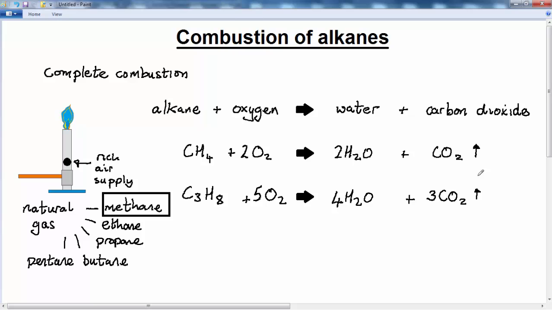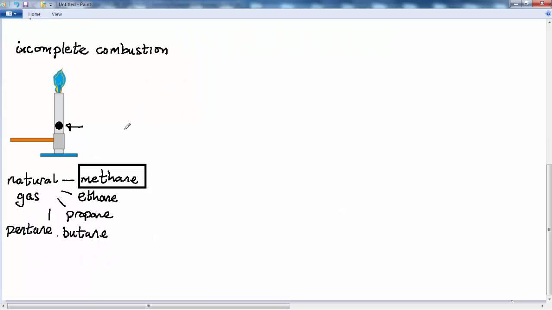So these tend to be reactions which are pretty exothermic. So we get quite a lot of heat released during this reaction. Now then, let's have a look at the incomplete combustion of alkanes. For incomplete combustion to take place, what we need is a limited supply of air.